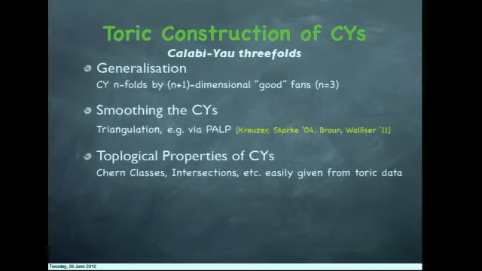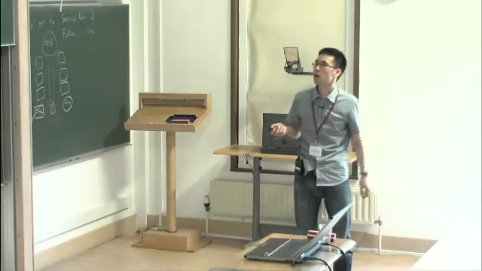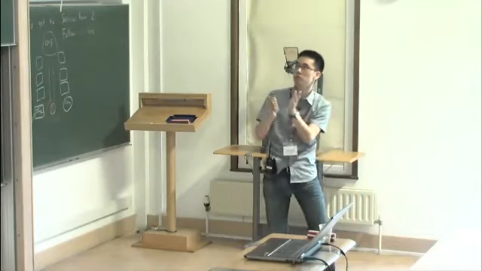A natural generalization of the previous example can go as follows. Calabi-Yau three-folds can be constructed from four-dimensional good fans. However, they are not always smooth, and one sometimes has to slightly modify the toric data to guarantee the smoothness of the varieties. But actually, this is also a combinatorial process and has indeed been encoded in a computer program called PALP. And yeah, so this can deal with these smoothing issues.